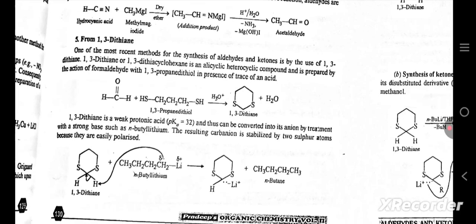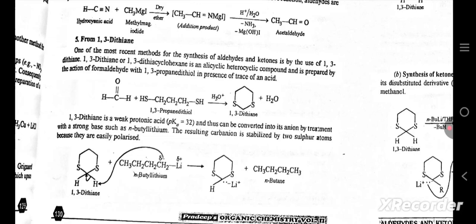From 1,3-dithiane: one of the most recent methods for the synthesis of aldehydes and ketones is by the use of 1,3-dithiane. 1,3-dithiane, or 1,3-dithiacyclohexane, is an alicyclic heterocyclic compound and is prepared by the action of formaldehyde with 1,3-propane dithiol in presence of a trace of an acid.